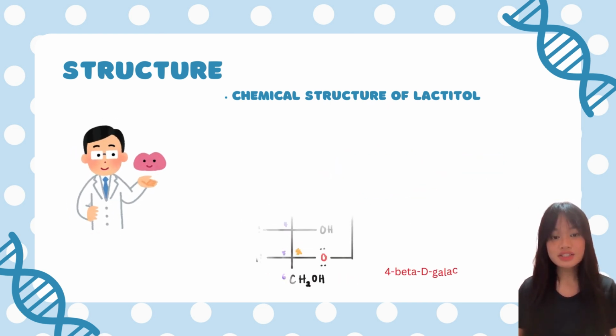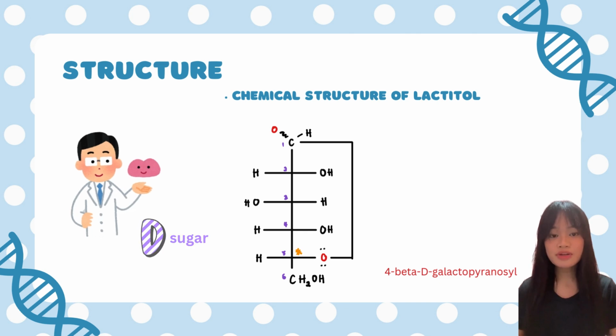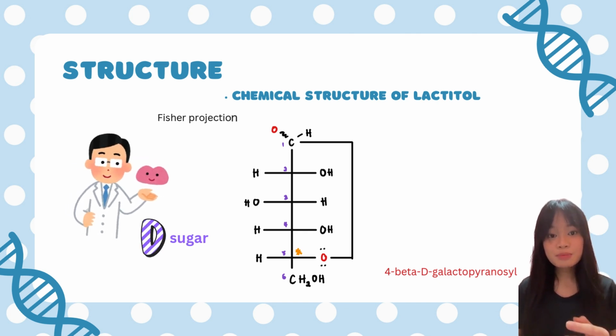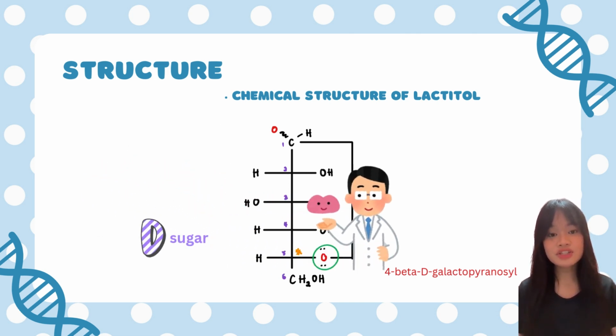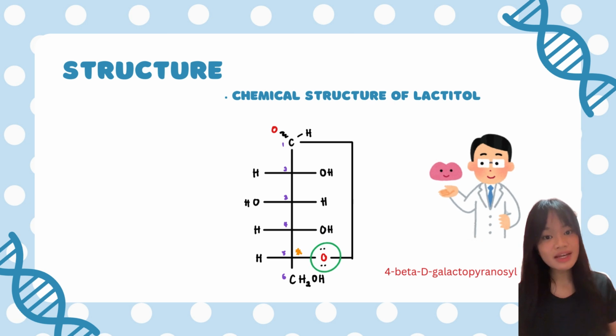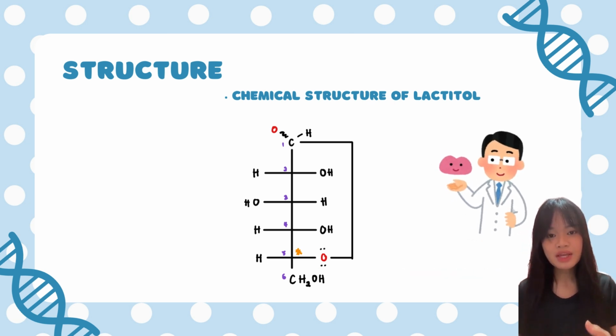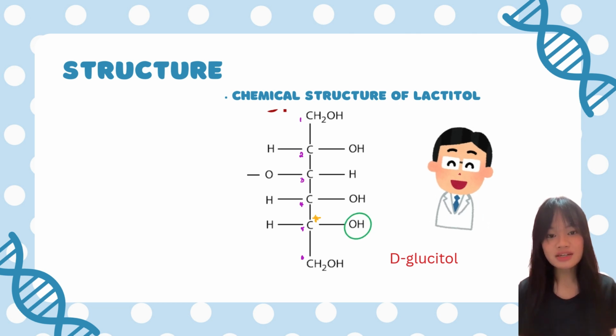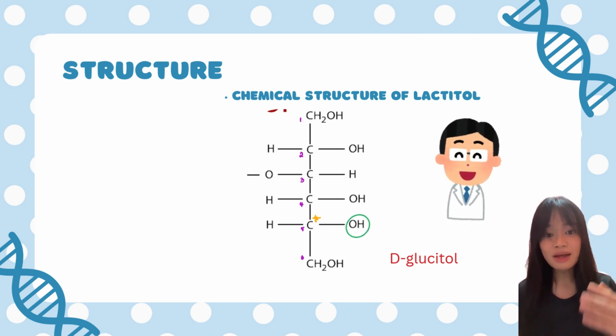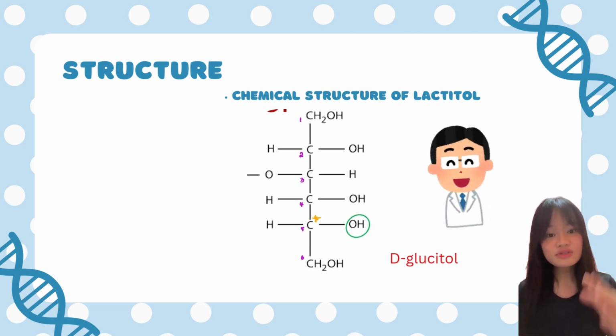Whereas, this structure is a D sugar because if we take a look at the Fischer projection of this structure, the OH group at the highest numbered stereogenic center is on the right side, making it a D sugar. Same goes with the D-glucitol of this lactitol structure. The OH group at the highest numbered stereogenic center is also on the right side.